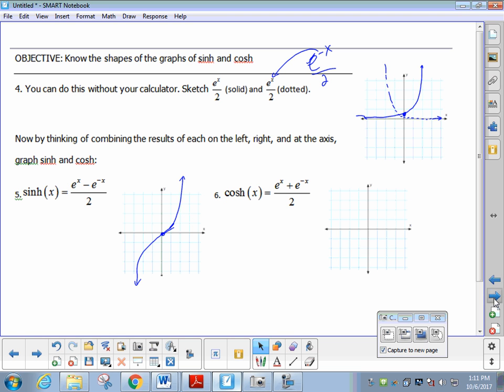Okay. All right. So on the far right side, what's big positives plus small positives? Bigger positives. So this side would grow fast. What's the y-intercept? 1. A half plus a half now, not minus a half, plus a half is 1. And on the left-hand side, big positives plus small positives is big positives. Okay? And cosh is even, sinh is odd, just like normal.